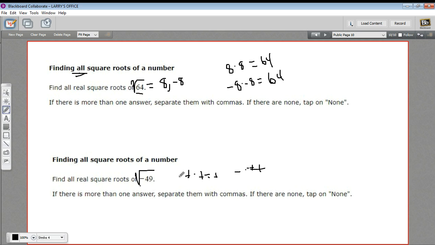And you can't multiply a negative and a positive number because that's not squaring. Squaring means you multiply the same thing. So there is no real solution to the square root of a negative number. So whenever you see find all the square roots of a negative number, the answer is going to be a big old none until later in math you learn about imaginary numbers. That'll be fun. But for the meantime, this is how to take the square root of a number and find all the answers.